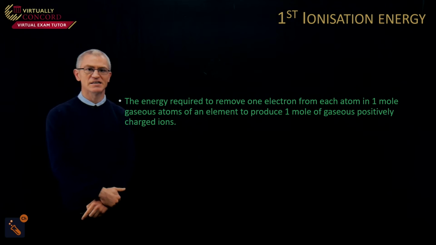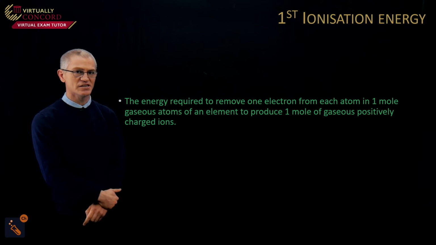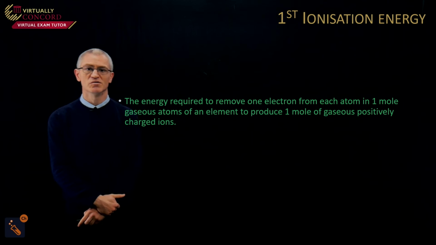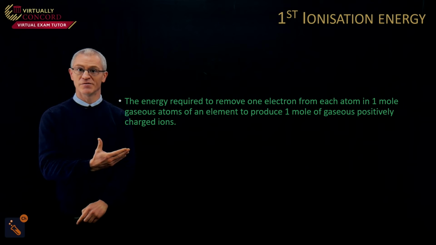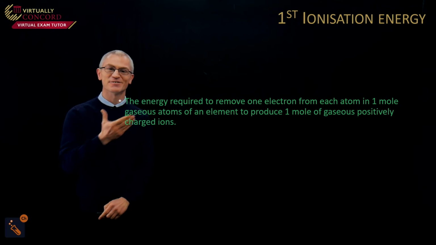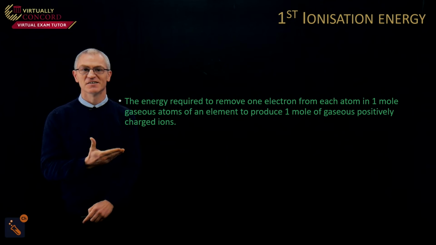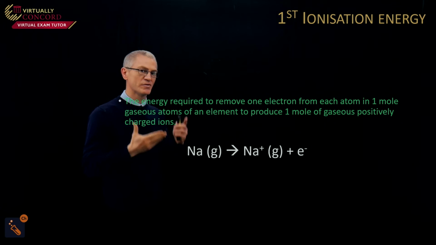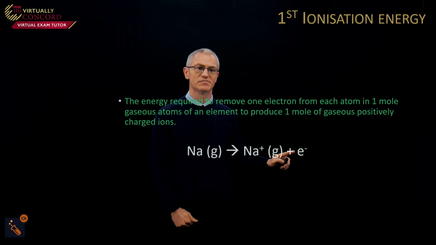Now, this then leads us on to ionisation energy. So ionisation energy is the energy required to remove 1 electron from each atom in 1 mole of gaseous atoms of an element to produce 1 mole of gaseous positively charged ions. That is a real mouthful, and I'm not surprised that you look at that and go, how am I meant to remember all of this? Well, the important thing, how I teach it, is to say, look, don't really try and remember the words as such.